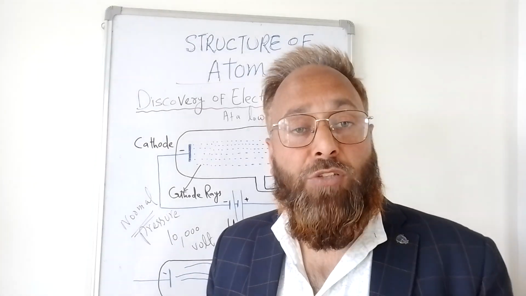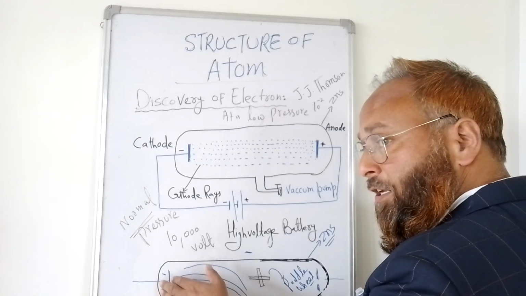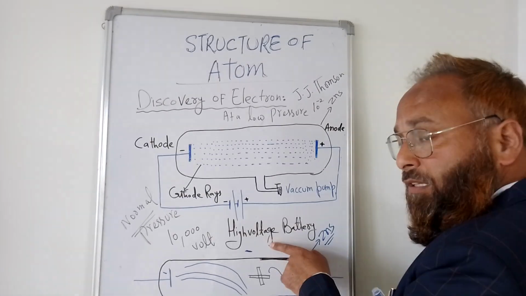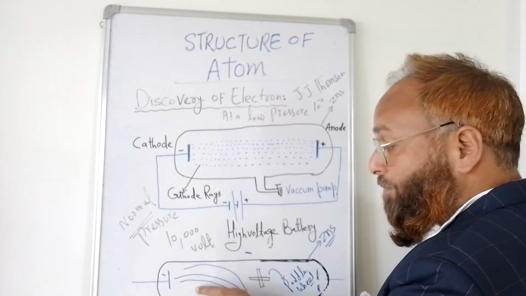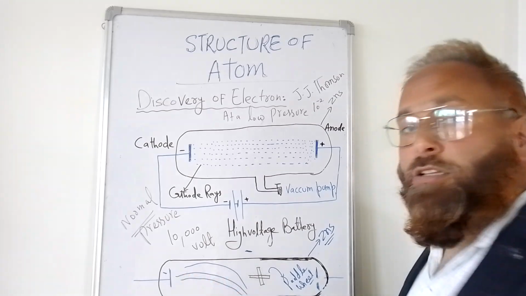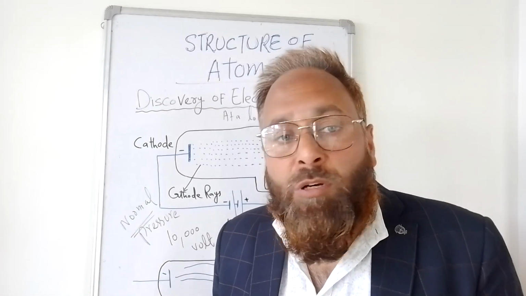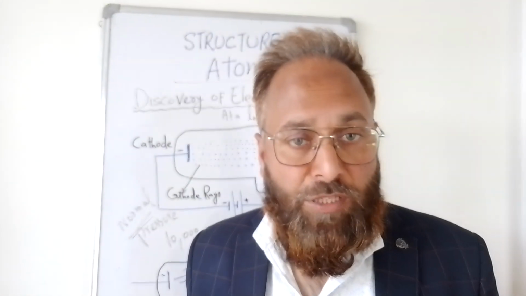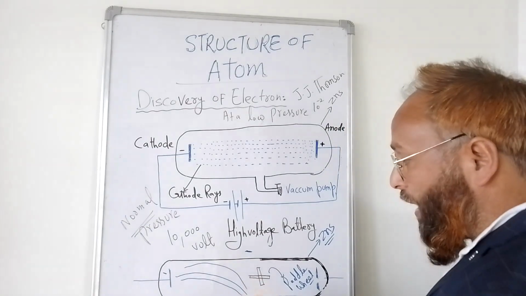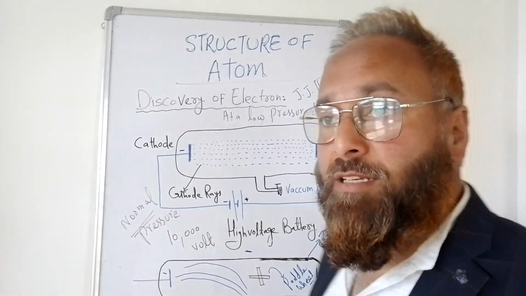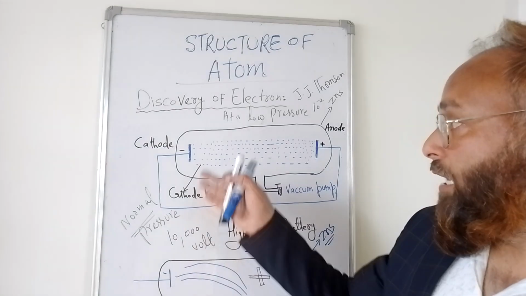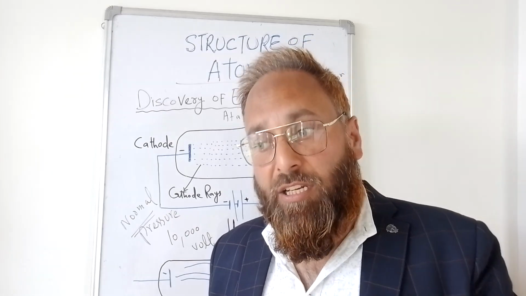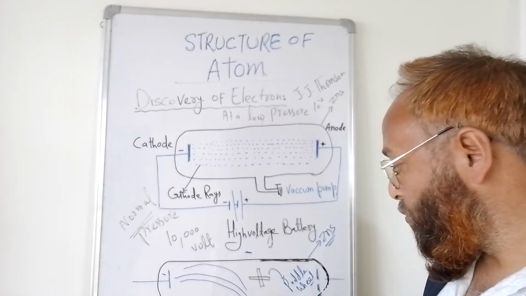When they deviate towards the positive, it means negative charge is present in the cathode rays, because if they deviated towards the negative, then these rays would contain positive charge. But they deviate towards the positive plate, so cathode rays contain negative charge. This is the smallest practical used in the discharge tube to define what type of charge is present in cathode rays.